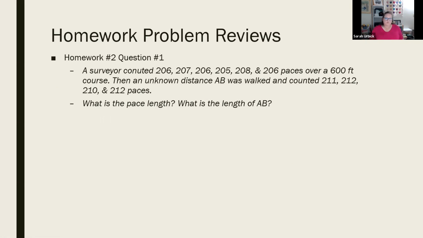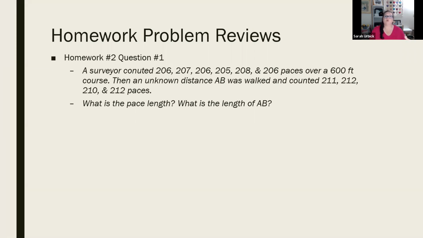So we're going to go back kind of towards the beginning of things. Just some trends that I was noticing, some things that I saw on the homework problems. For example, homework number 2 was when we were doing pacing. We were doing linear distances. Question number 1 gave us a surveyor who had gone out and paced out a known distance. So for 600 feet, he walked it 6 times and came up with those various counts of paces.